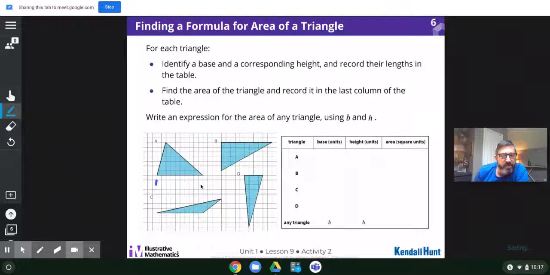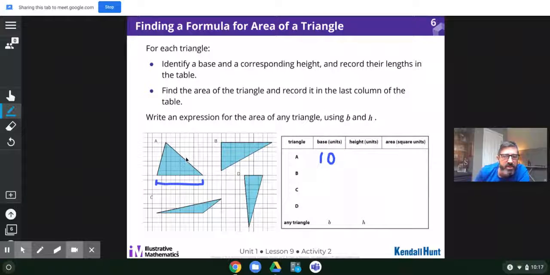So let's pick a base here. We'll use this bottom line that we see. So how big or how long is that line segment that we picked for the base? Can we see that? Ten. 10, that's right. So over here in our little table, we'll write 10 for the base.